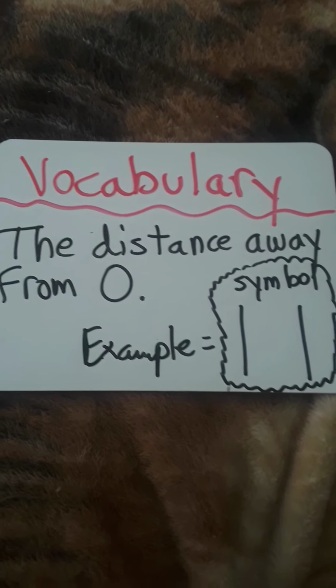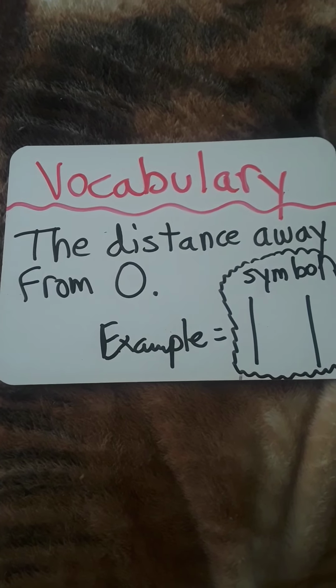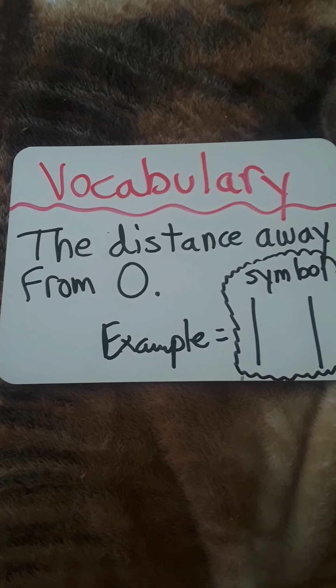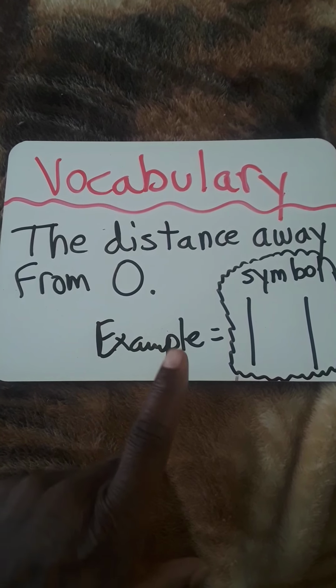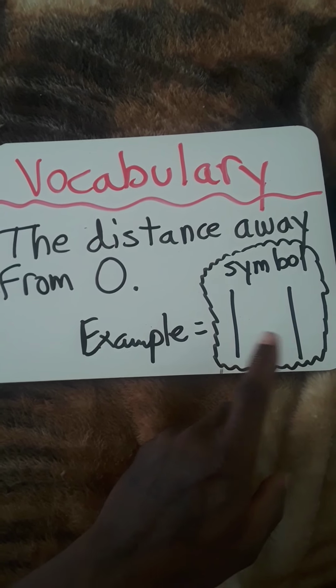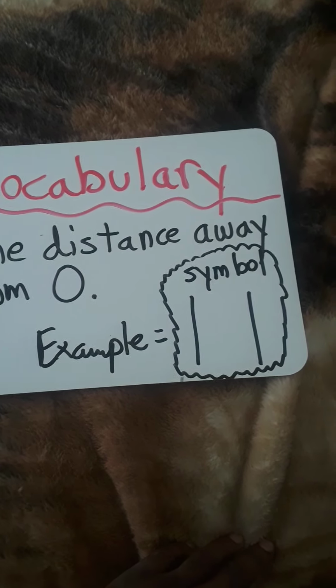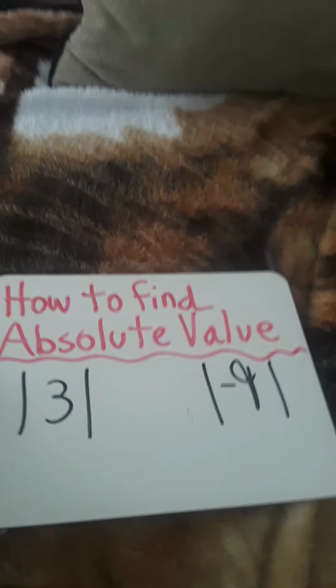Make sure you write the vocabulary down in your notes. It's a big, long paragraph, but the most important part about it is it's the distance away from zero. These two lines right here on the outside of the number represent the absolute value symbol. Okay? So make sure you write the vocabulary down and get the notes together.